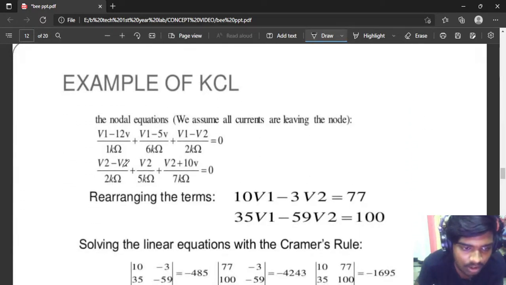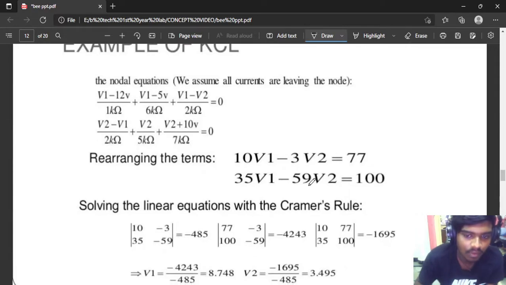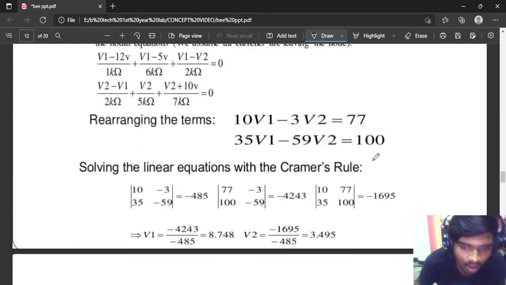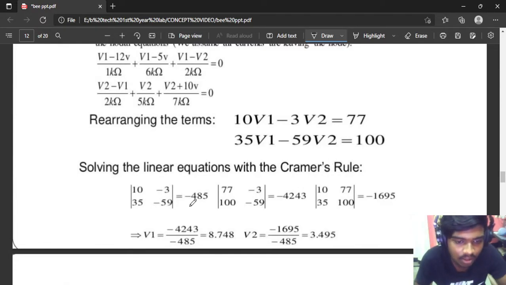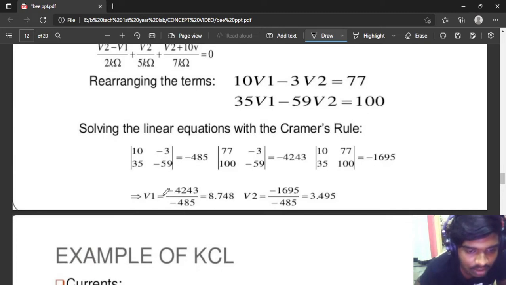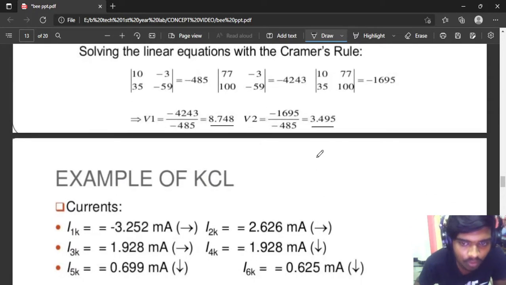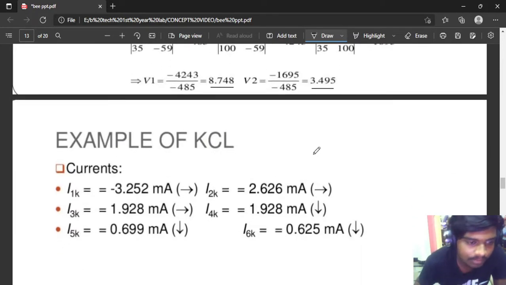Rearranging the terms according to the given equations, 10 V1 - 3 V2 = 77, and 35 V1 - 59 V2 = 100. We can solve these equations using Cramer's rule, or simply use a calculator. By using the calculator, if we calculate this, we get V1 as 8.748 and V2 as 3.495.